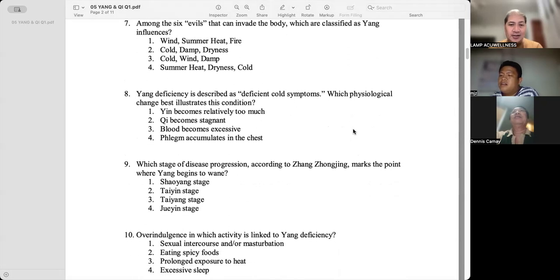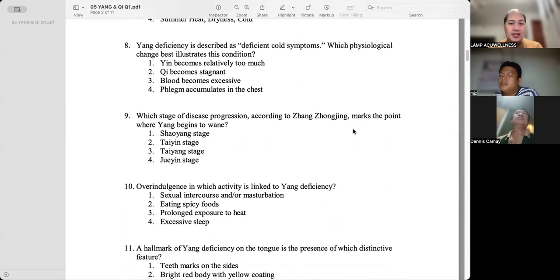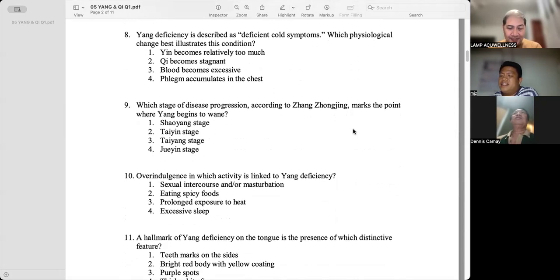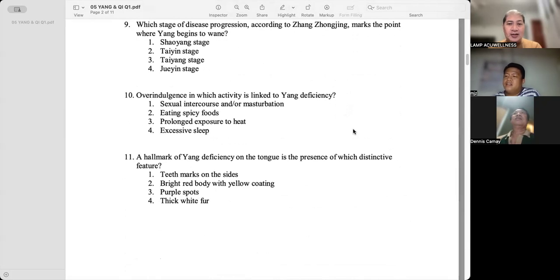Yang deficiency is described as deficient cold symptoms. Which physiological change best illustrates this condition? Yin becomes relatively too much. Which stage of disease progression, according to Zhang Chongqing, marks the point where yang begins to wane? Shaoyang stage. Overindulgence in which activity is linked to yang deficiency? Sexual intercourse and masturbation.